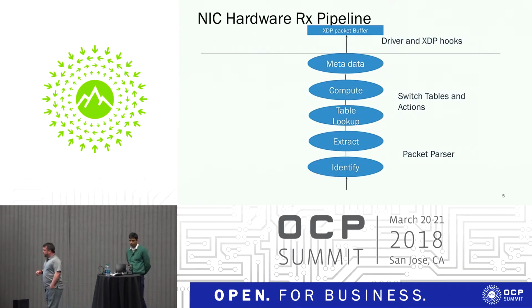So in the typical hardware pipeline, this is just to familiarize everyone with the steps that actually happen, because this becomes relevant to what we're actually trying to tell the hardware to do. Below the line is really inside the hardware. So we have a packet parser, we have a packet coming off the wire, and the first thing we do is identify it. Is it IPv4? Is it IPv6? So we look at the ether type.